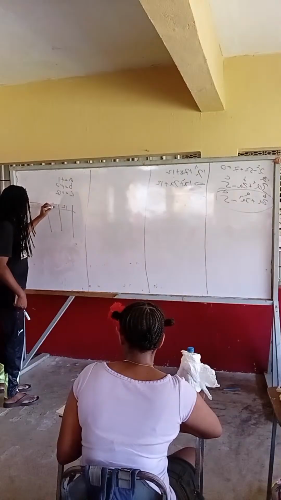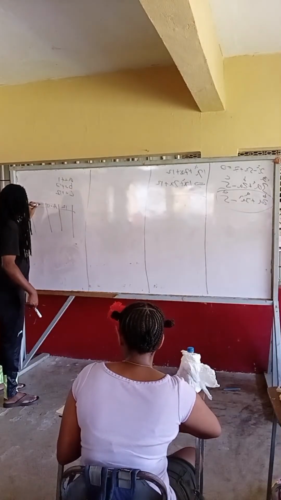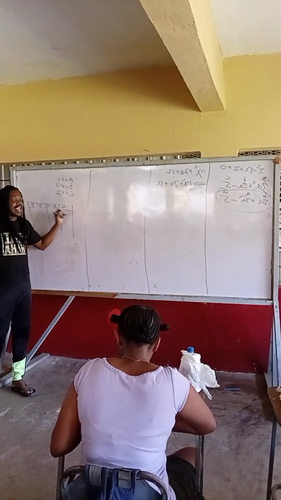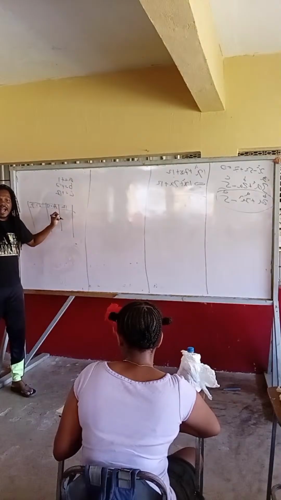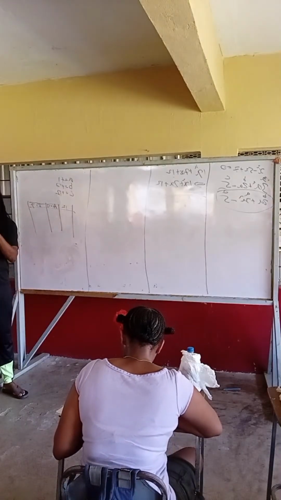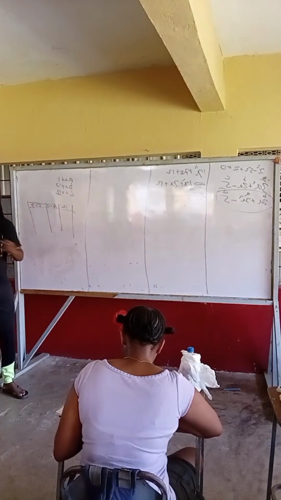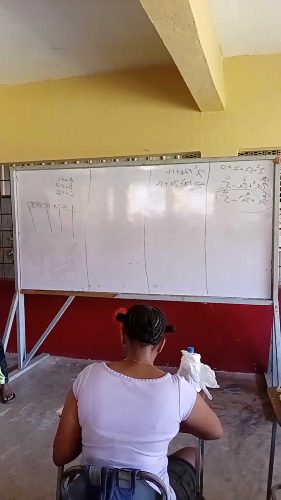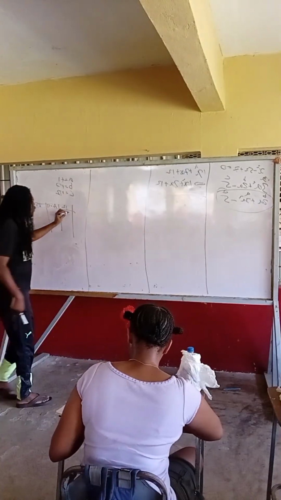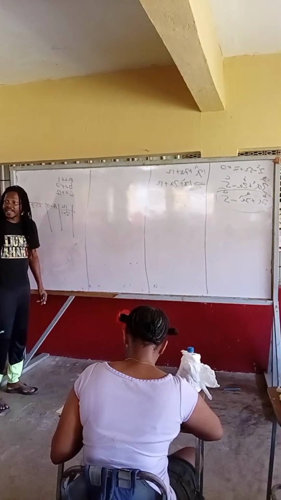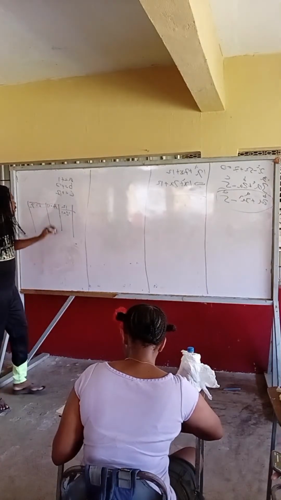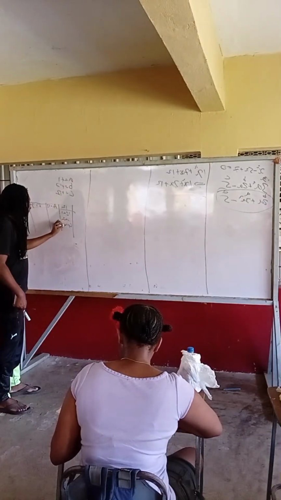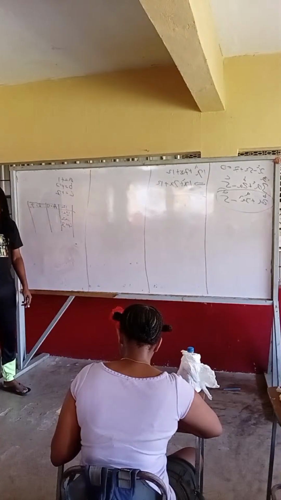What's AC? And what's B? 7. So we know what I look for. When I multiply the factors of 12, I must get 12. And when I add the factors of 12, I must get 7. Only those 2 numbers qualify. Everybody understand that? What are the factors of 12? 12 times 1. See that? 6 times 2. You see that? 4 times 3. You see that?